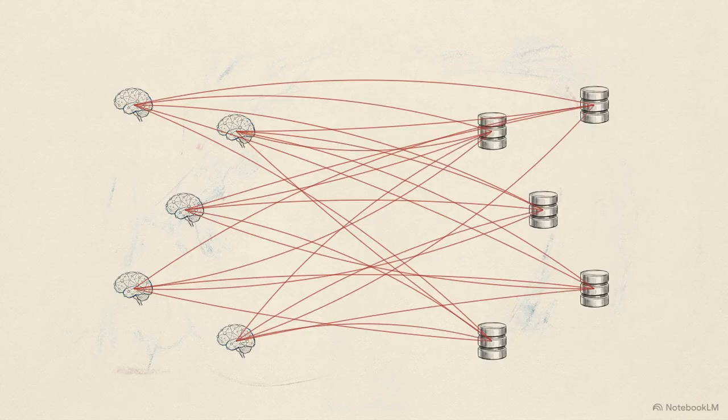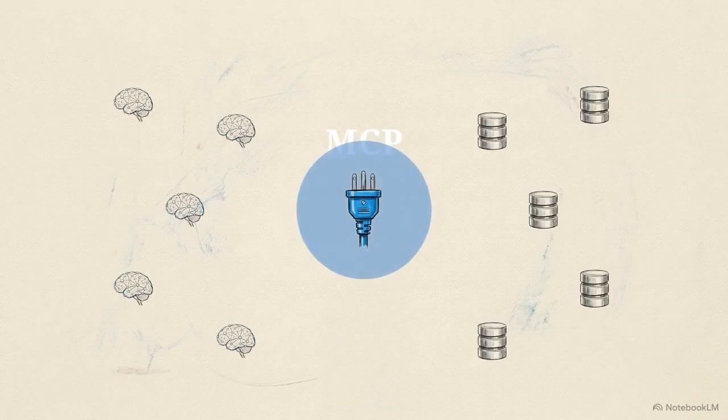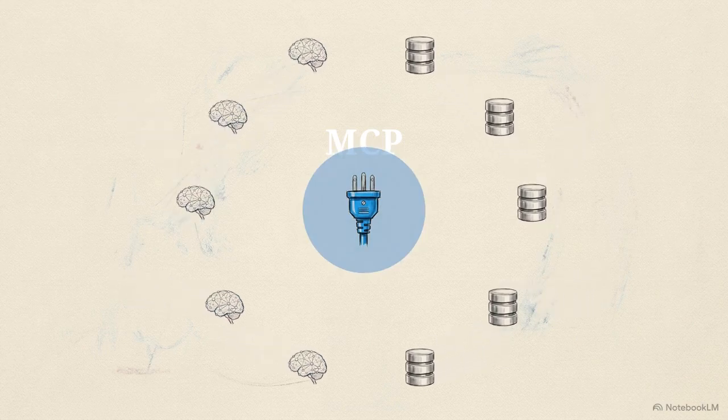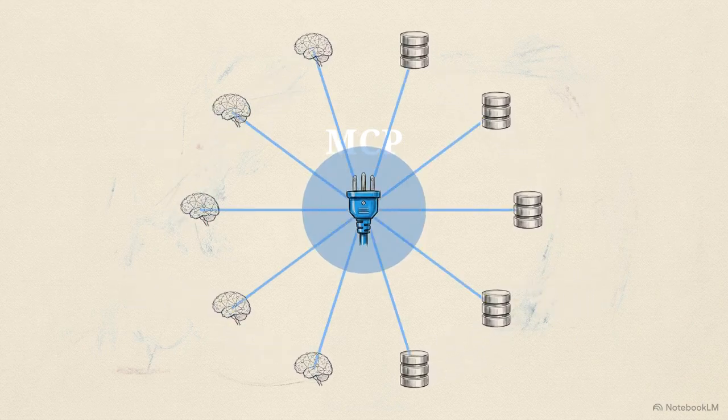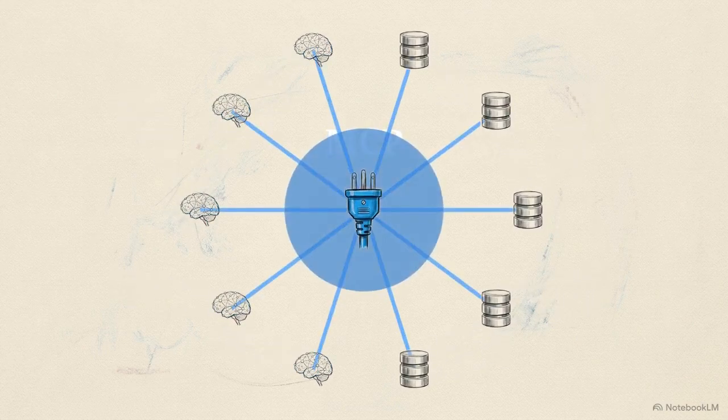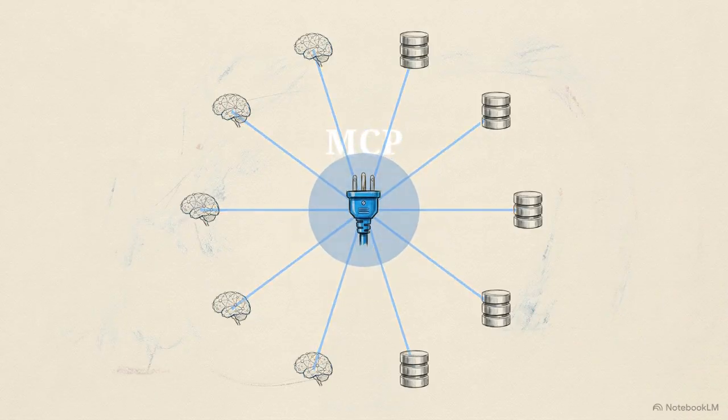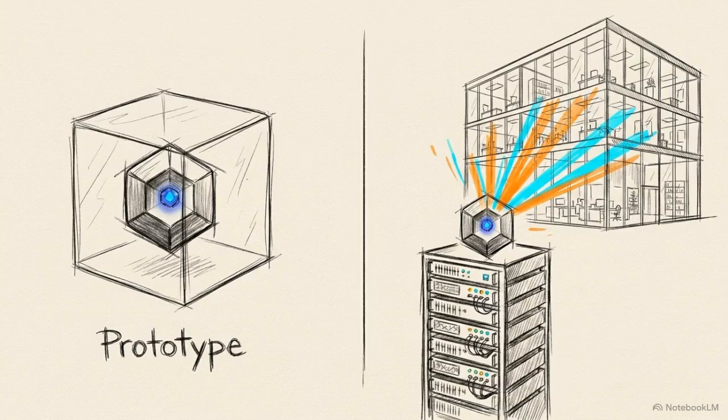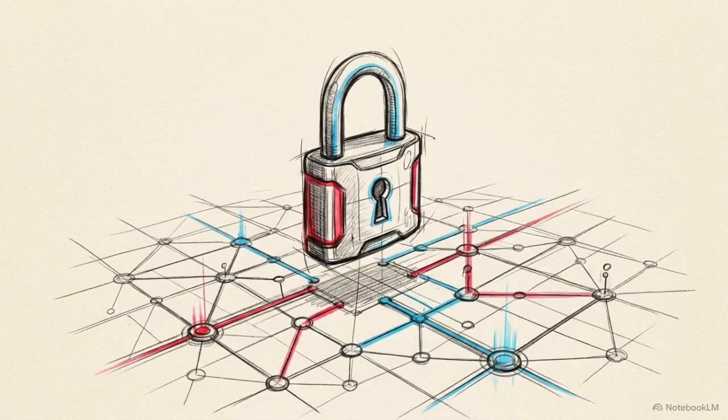Connecting every AI model to every software tool creates a tangled, unmanageable web. The Model Context Protocol, or MCP, resolves this. It acts as a universal bridge, allowing any model to communicate with any data source through one standardized channel. Mastering the MCP standard provides the technical foundation needed to move an AI project from a confined prototype toward a functional enterprise deployment.